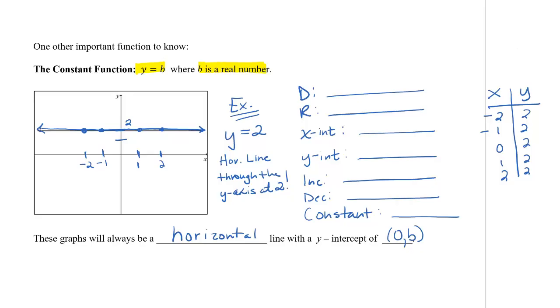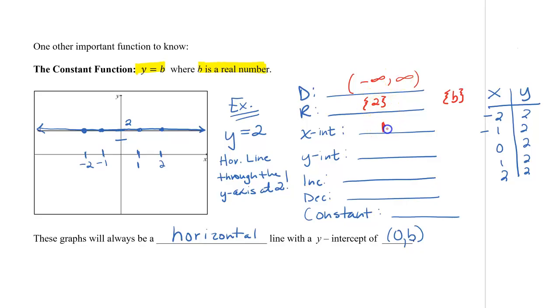So just looking at the characteristics of a graph again, the domain is going to be all real numbers because it goes forever to the left and the right. The range is the single number b. In this case, we let b be 2. And when it's a single number, you put it in these squiggly lines, which we call braces.